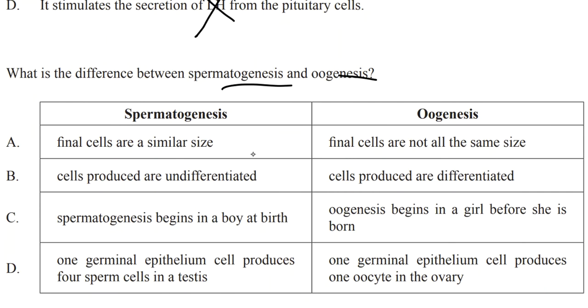Spinal cells are not all the same. That seems to be correct. Cells produced are undifferentiated. Cells produced are differentiated. That's not incorrect. I think both are undifferentiated cells.